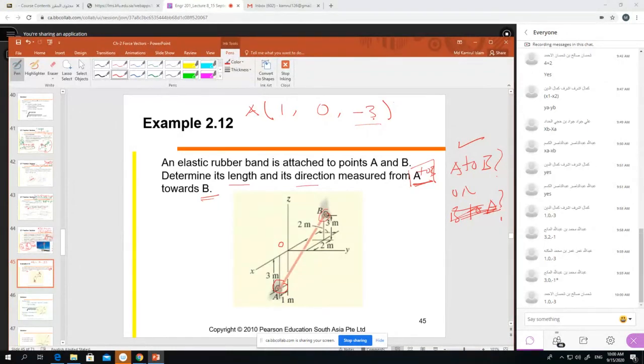Position vector. Saleh is saying it is correct. I think correct. But tell me.